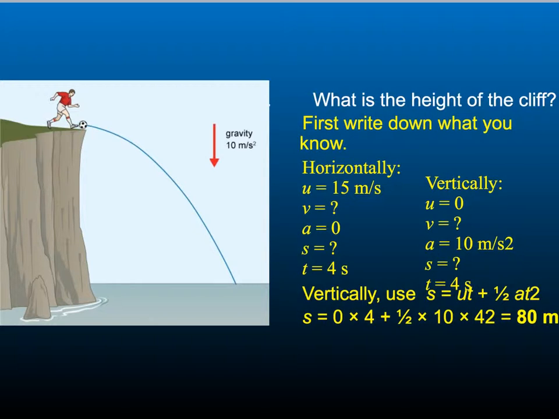Okay, then we also know that horizontally the ball is not accelerating, or it's staying at a constant velocity. So our acceleration is 0.